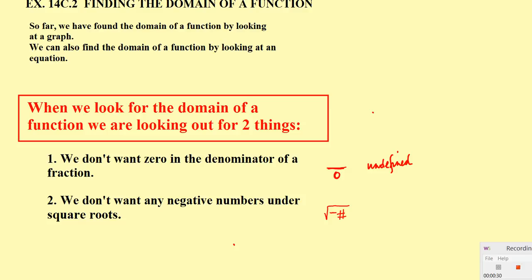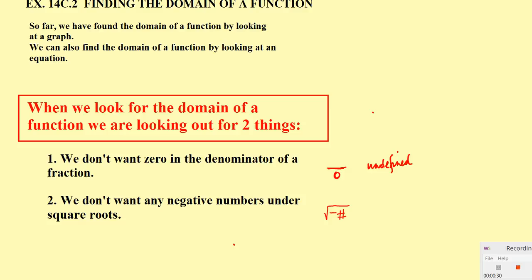Now, when we're looking for the domain of any function, we are looking out particularly for two things. The first thing we look for is to make sure that we don't have a zero in the denominator of a fraction. So one restriction is no zeros in the denominator of a fraction, which makes it undefined. We already talked about this in class.